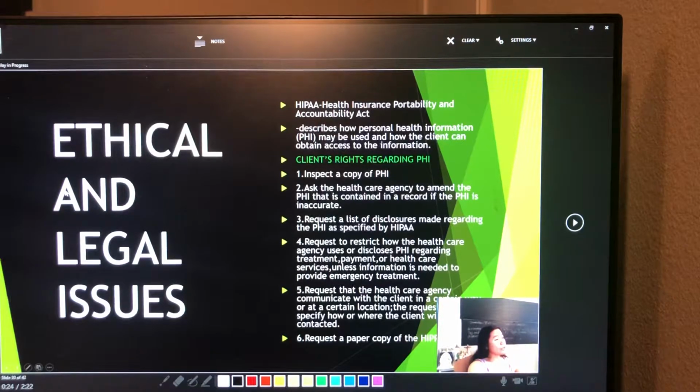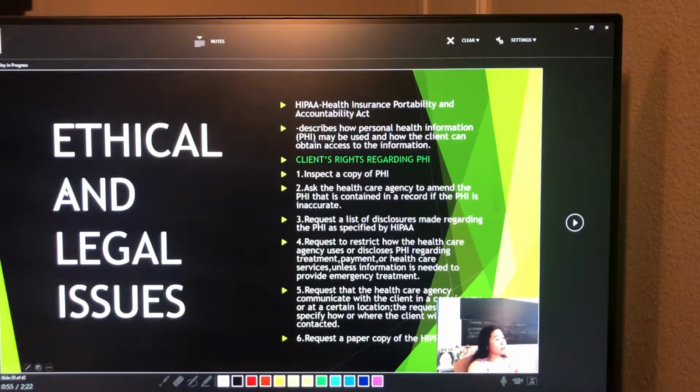PHI includes individually identifiable information that relates to the client's past, present, or future health, treatment, and payment for healthcare services. The Act requires healthcare agencies to keep PHI private, provides information to the client about the legal responsibilities regarding privacy, and explains the client's rights with respect to PHI.